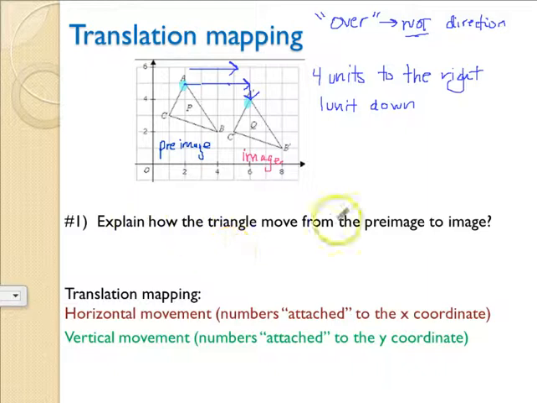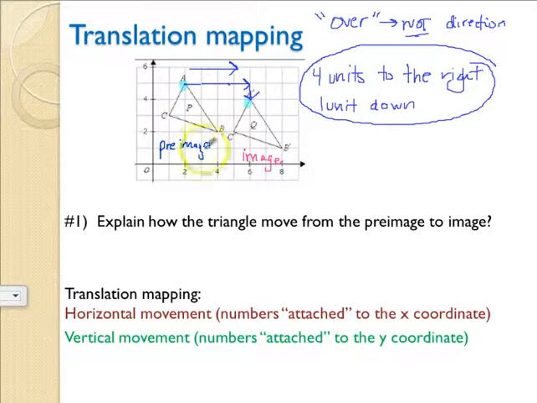So that is how we explain how the triangle moved from the pre-image to the image. We explained it right here: 4 units to the right and 1 unit down. Now there's a special way to show that movement, and that's called translation mapping. What it looks like is, remember the X and your Y coordinate? Your X coordinate always tells you the horizontal movement, and the Y always tells you the vertical movement.